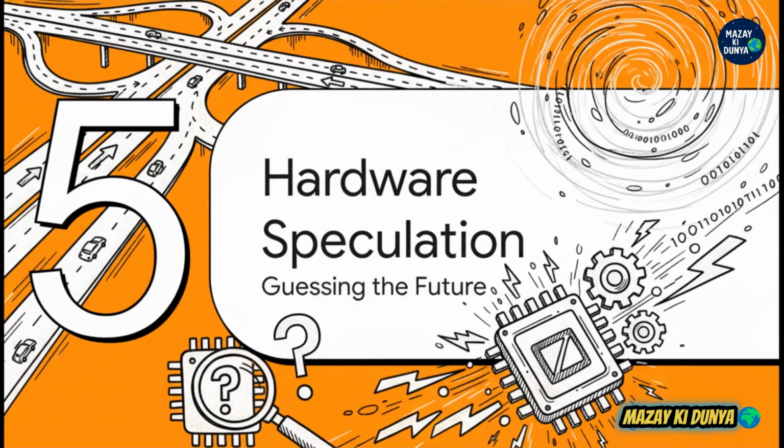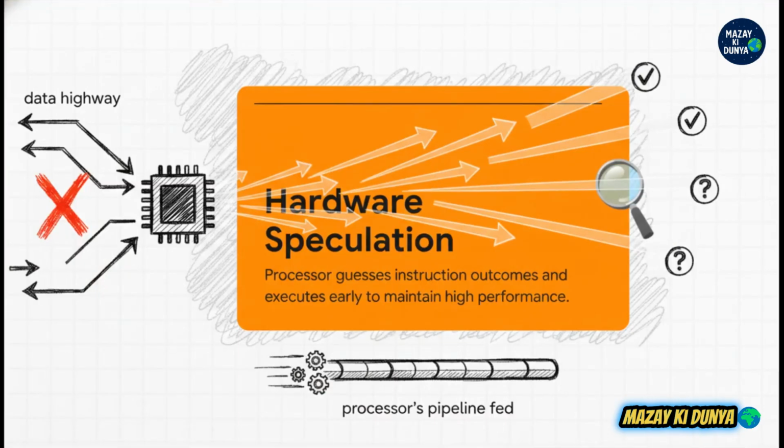To solve these nasty traffic jams and maintain precision, modern processors pull off the ultimate magic trick. Welcome to Section 5, Hardware Speculation and Control, where we literally guess the future. Instead of just waiting around for the data highway to clear or blindly executing out of order, the processor literally guesses the future. It predicts the results of instructions, like figuring out whether a conditional branch will be taken or not, and just keeps calculating ahead of time based purely on that guess. It is a breathtakingly audacious strategy to keep the processor's pipeline fed and moving.